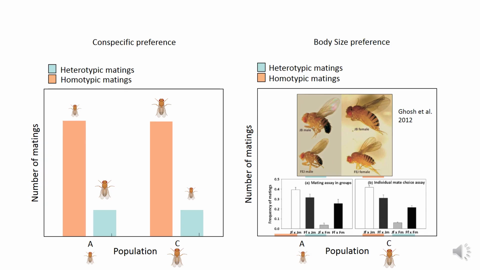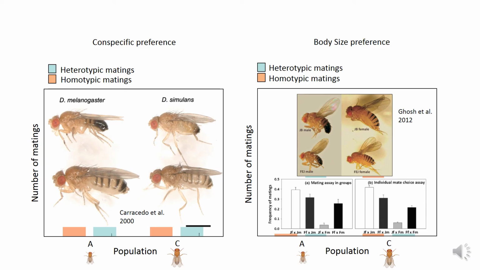The other kind of scenario of assortative mating, which would actually suggest levels of reproductive isolation and barriers to gene flow, is when both populations choose to mate homotypically rather than heterotypically. Such a situation is true of melanogaster and simulans within the Drosophila family itself.